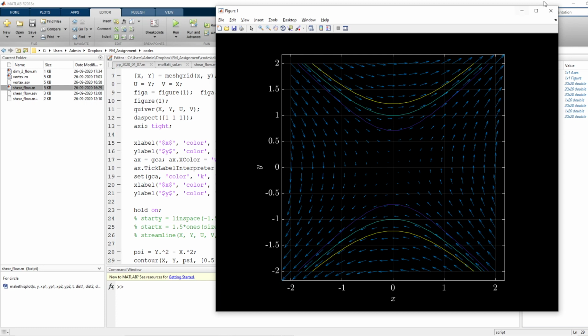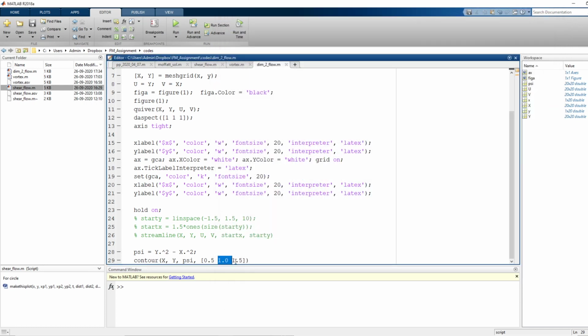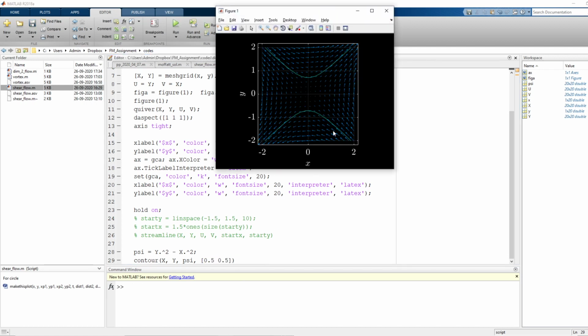Okay, which value is 0.5? Let's only draw 0.5. If you want to draw only one contour value, you just put the same value twice, because that's a semantic you have to follow. But if you have multiple contour values to plot, you just put in all the contour values and you'll get it. So this is that 0.5 contour value.